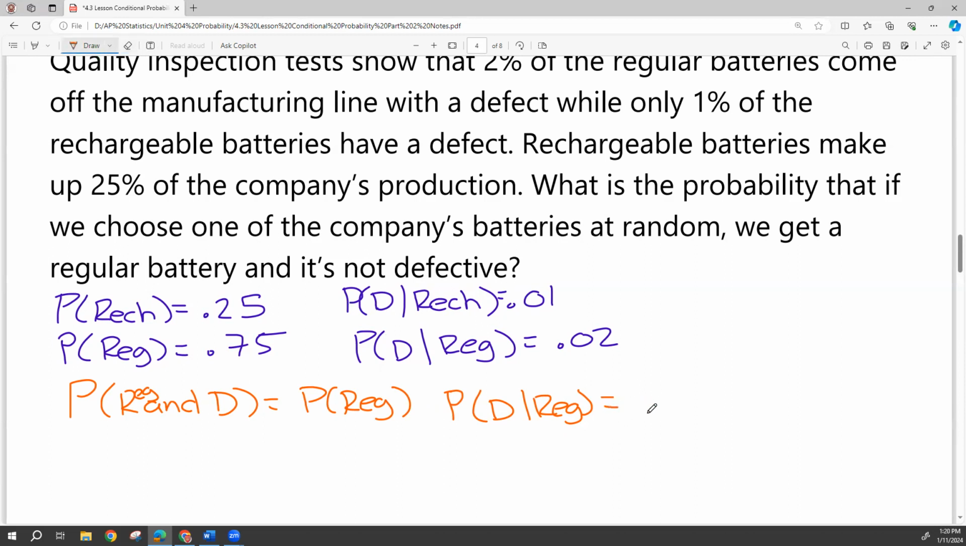So we are doing 0.75 times 0.02, which gives us 0.015. So here we are using the multiplication rule with a conditional probability based on the condition that we know our battery is a regular battery.